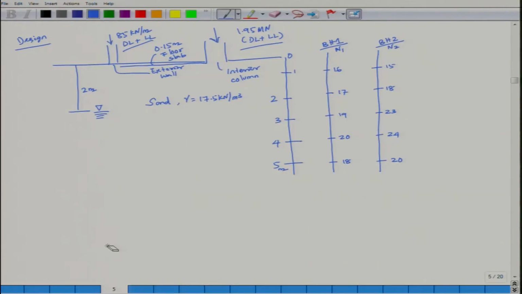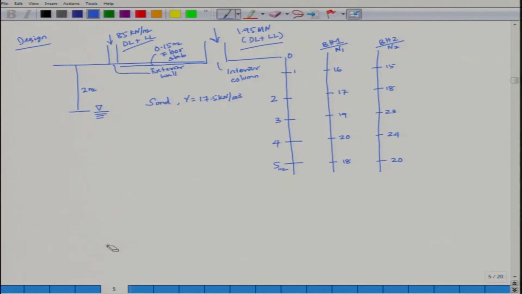Last class started a design problem. This is what is given: one interior column load is 1.95 meganewton, which consists of dead load plus live load, and there is one exterior wall. Load intensity is 85 kilonewton per meter.